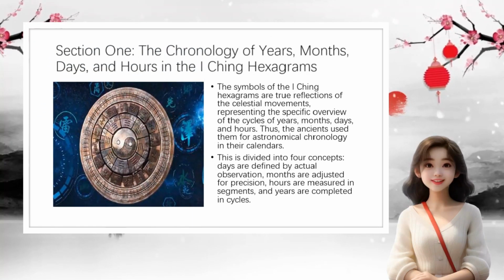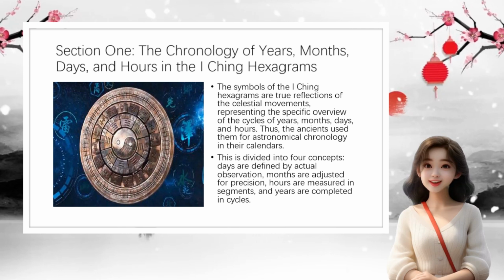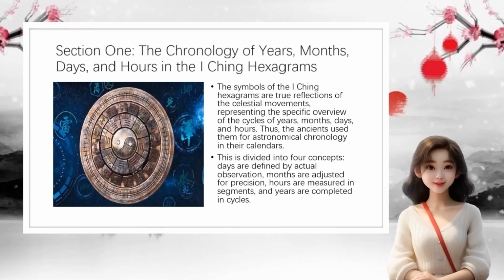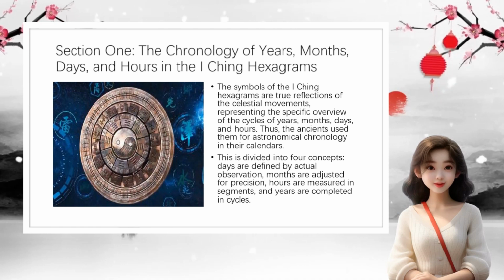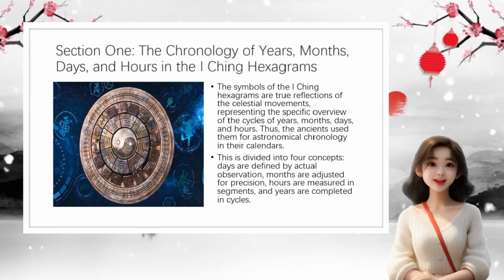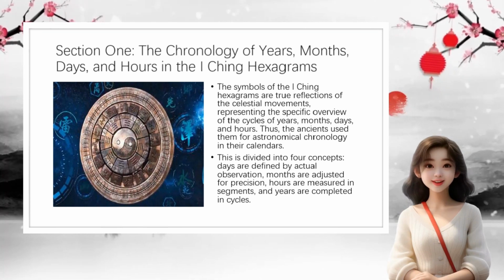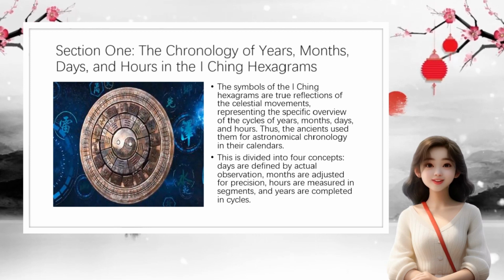Section 1. The chronology of years, months, days, and hours in the I Ching hexagrams. Symbols of the I Ching hexagrams are true reflections of the celestial movements, representing the specific overview of the cycles of years, months, days, and hours. Thus, the ancients used them for astronomical chronology in their calendars.